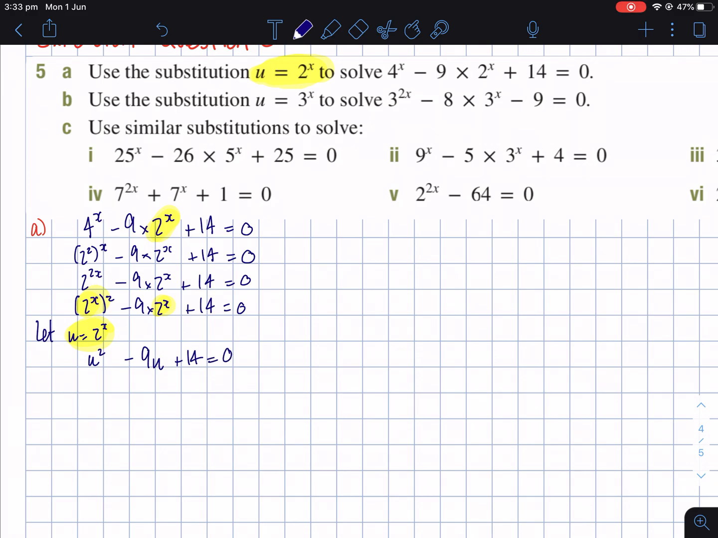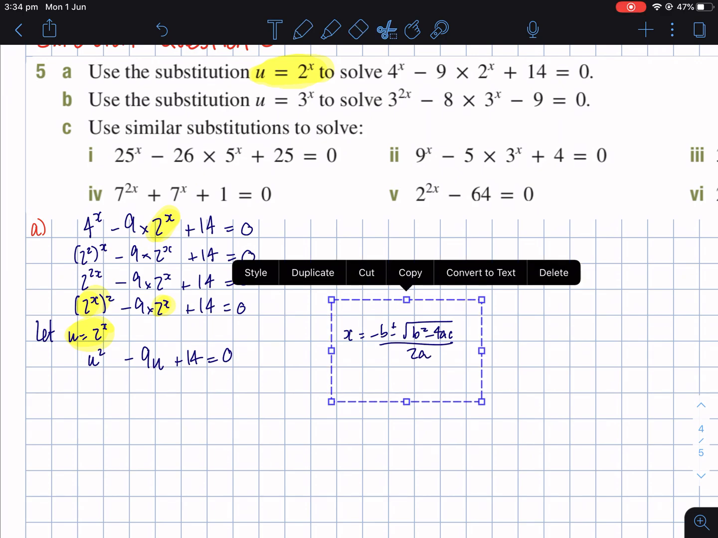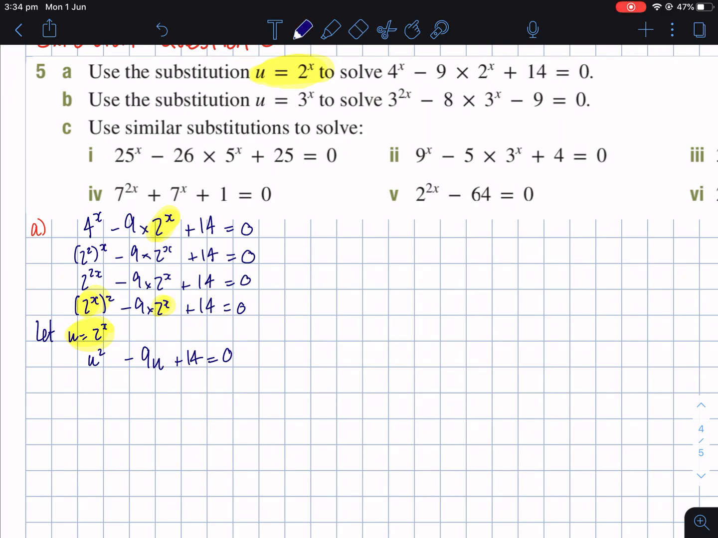And then all I'm doing is factorising this, or you could chuck it straight in the quadratic formula, x equals minus b plus minus the square root of b squared take 4ac all over 2a, but that's kind of overkill at this point, because we know how to factorise. Two things that multiply to give positive 14, add to give negative 9. u take 7, u take 2 equals 0, so u equals 7 and u equals 2.